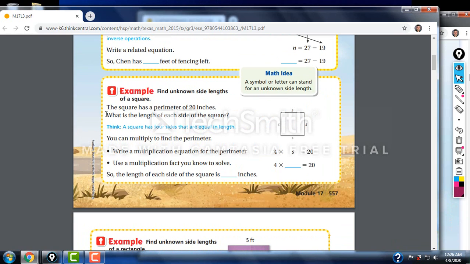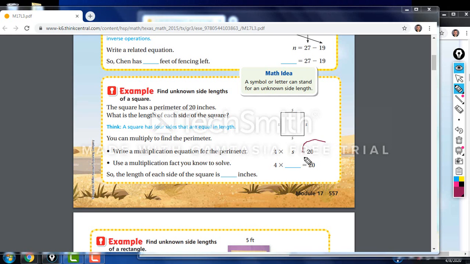The square has a perimeter of 20 inches, so they gave you the perimeter, it's 20 inches. You know there's 4 sides. They don't give you any measurements of the sides. You're going to say, how can I figure it out? You're going to have to use your multiplication knowledge and say, okay, I have 4 sides times S equals 20. 4 times what equals 20?